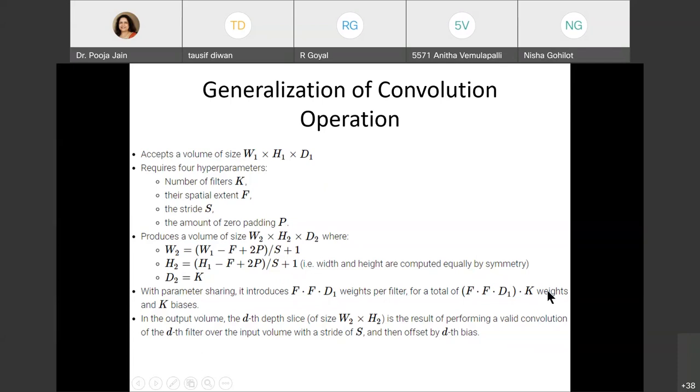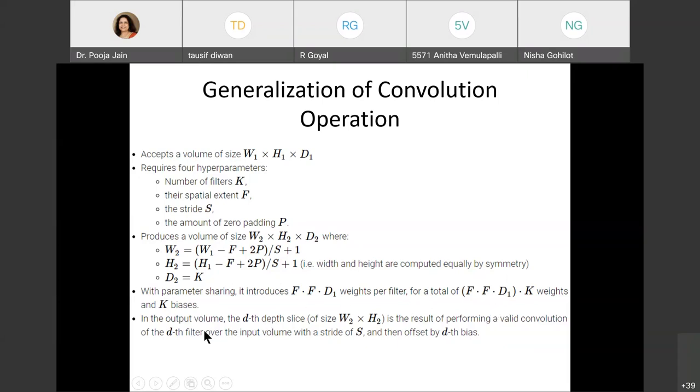These many weights are there, and how many biases? One bias is associated with one filter. How many filters are we applying? K. So K such biases will be there. How do we define the parameters? Parameters are equal to weights plus biases. So these many weights and these many biases: F cross F cross D1 cross K plus K. You can take K as common. It is nothing but F cross F cross D1 plus 1, as we were doing in the previous calculation, and finally it is getting multiplied by K.